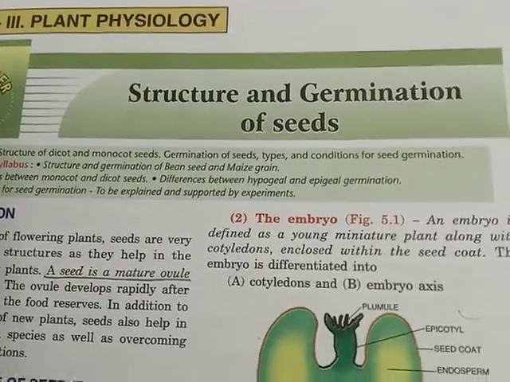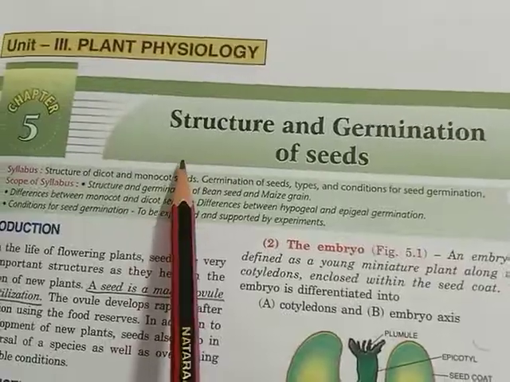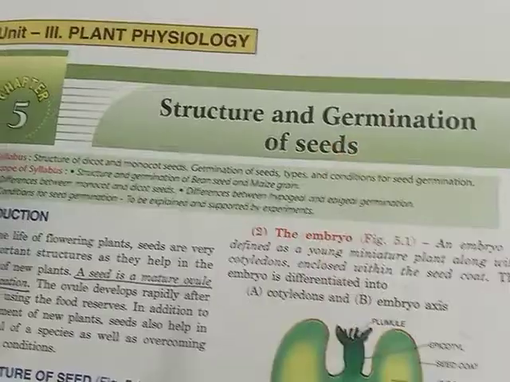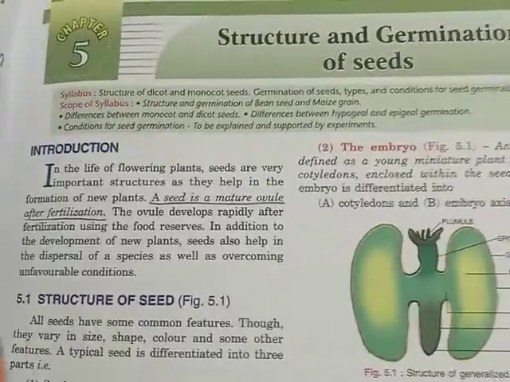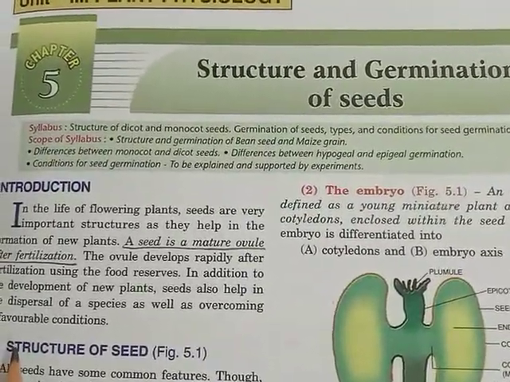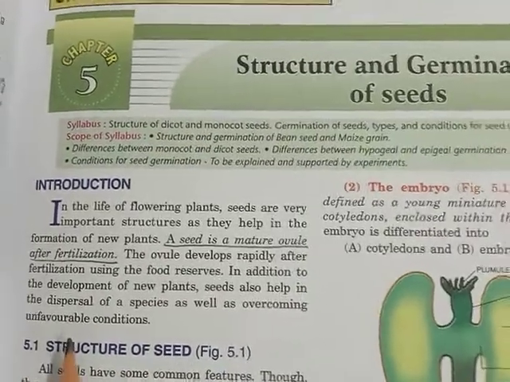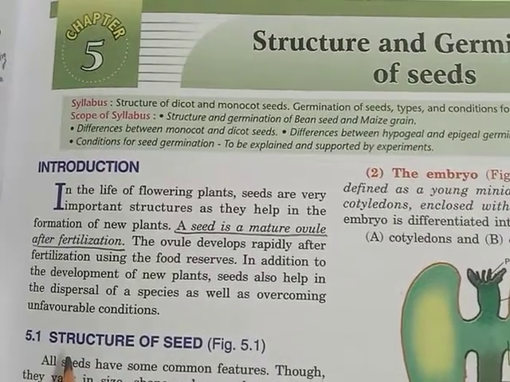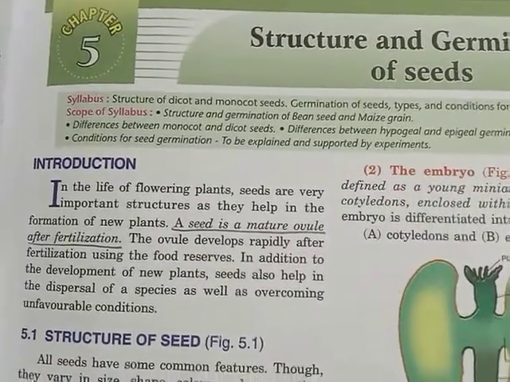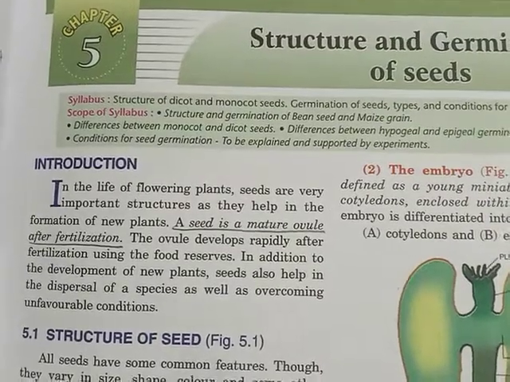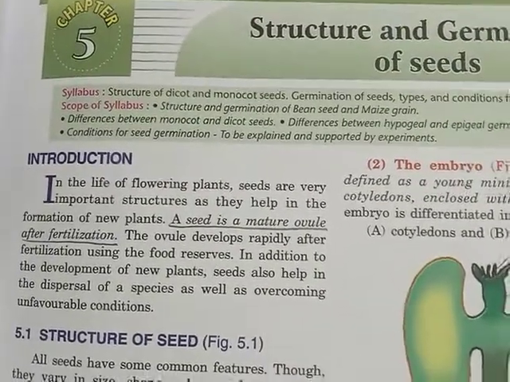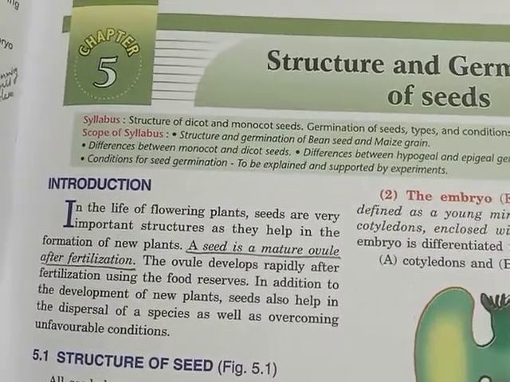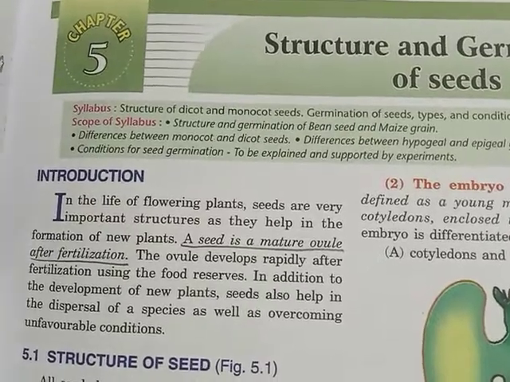Hello everyone. Children, today we are going to start with a new chapter, that is Structure and Germination of Seeds. In the previous chapter, you have studied about pollination and fertilization. You have studied about the different types of pollination, the agents of pollination, and how the anther, or we can call that pollen grains, reaches the stigma. Fertilization occurs, and then after fertilization a zygote is formed.